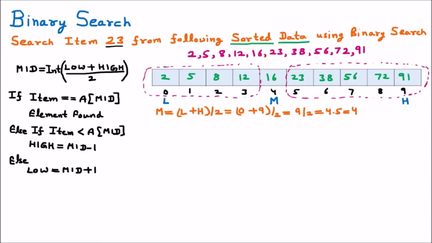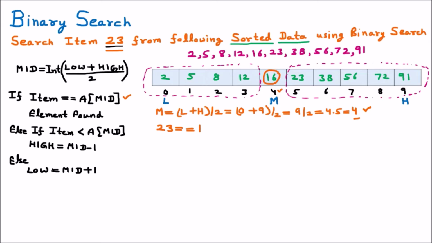So here we have successfully found the middle. We know that the middle is 4. Now we are going to work with the equation which is given to us. First of all, we are checking if item is equal to A middle. The item we are going to search is 23. So we are checking if 23 is equal to A middle. Middle is 4, and A[4] is nothing but 16. So we are going to check this 16.